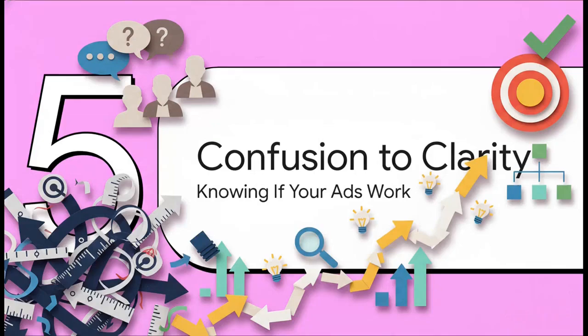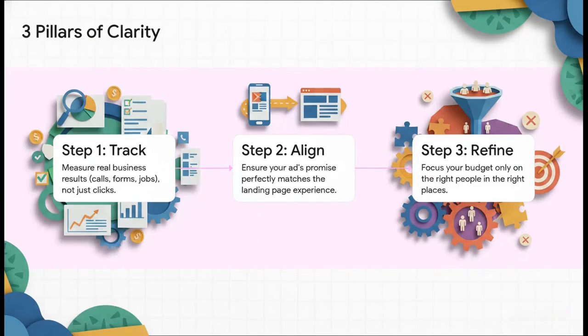So, we've diagnosed the 3 main problems, right? Measuring the wrong things, having a broken customer path, and talking to the wrong audience. Now, let's flip it around and map out the direct path from all that confusion to total clarity. The solution really just boils down to these 3 pillars. Number 1, track what actually matters, the real business results. 2, align your ad's promise with your website experience so it's a seamless journey. And 3, refine your audience so you're only spending money where it counts. Track, align, and refine. That is the path to knowing your ads are working.